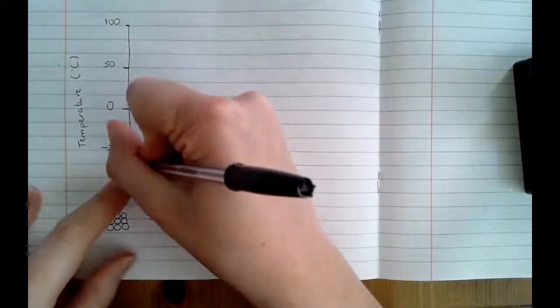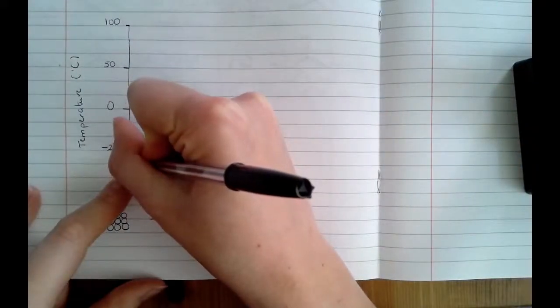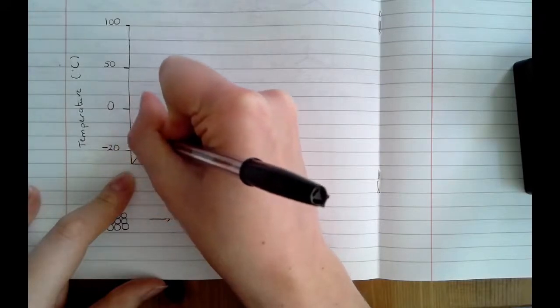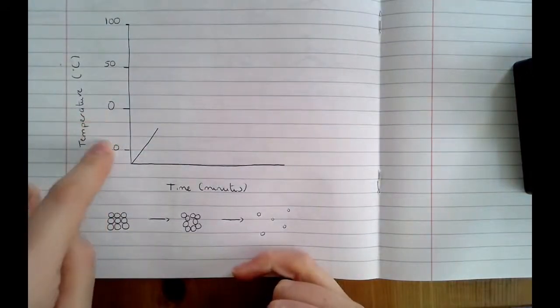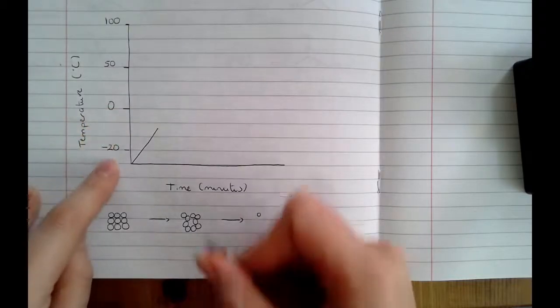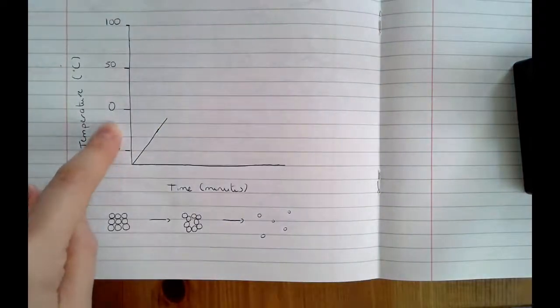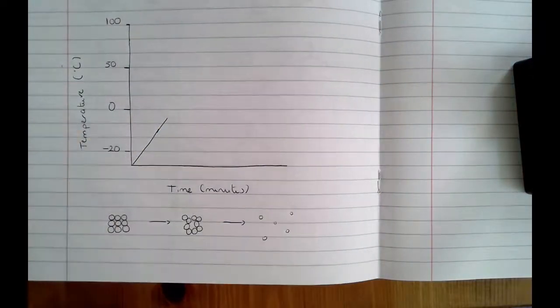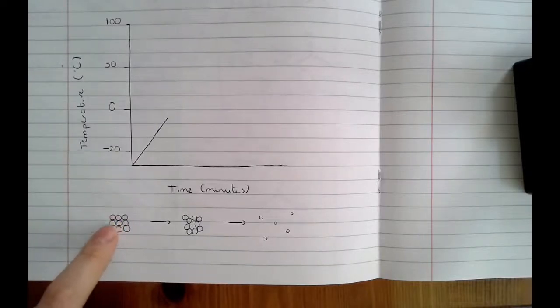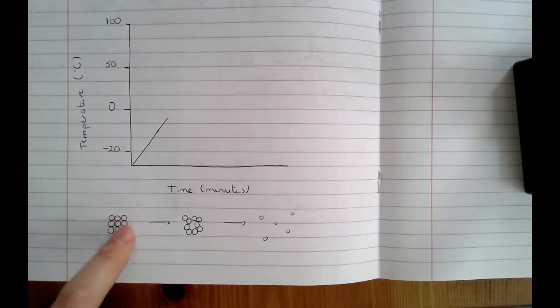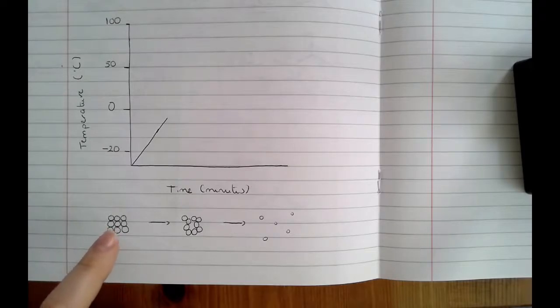So because we are heating the piece of ice, my graph is going to be increasing on the y-axis as the temperature of my piece of ice increases. If we think about what's actually happening in terms of particles, ice is a solid, so the particles in a solid are neatly arranged in a regular arrangement, and the particles are all close together. As I heat this piece of ice, the particles are going to gain energy.